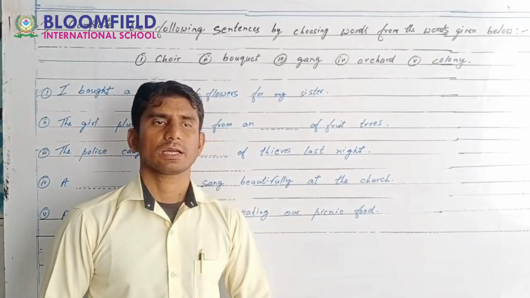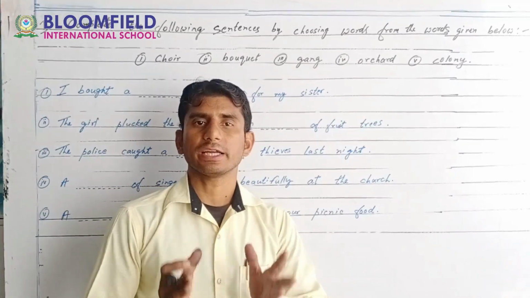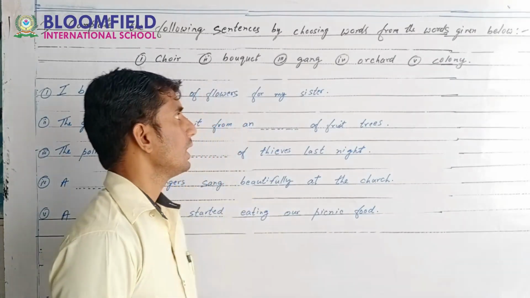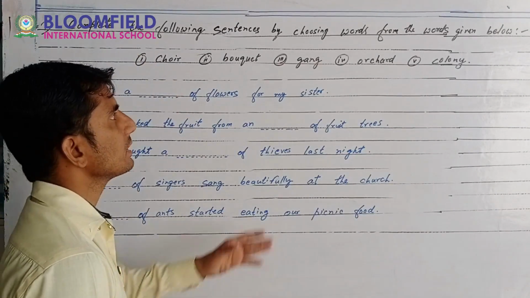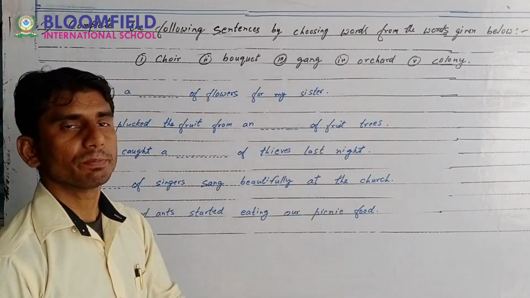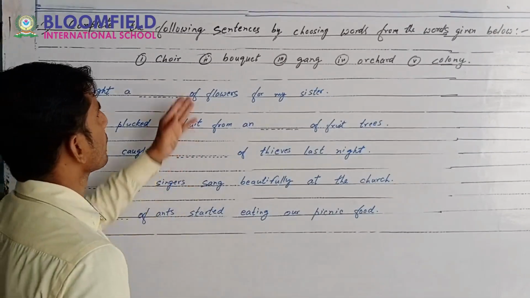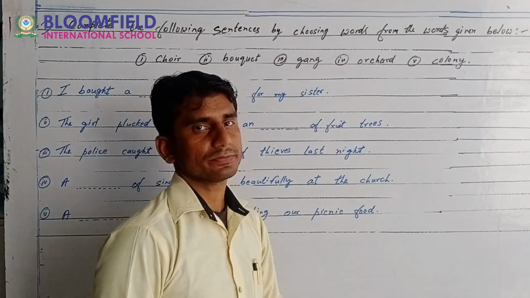Now guys, come, let us solve this, so that you can identify more collective nouns. Here I have mentioned: complete the following sentences by choosing words from the words given below. Five words I have given here: choir, bouquet, gang, orchard, and colony.